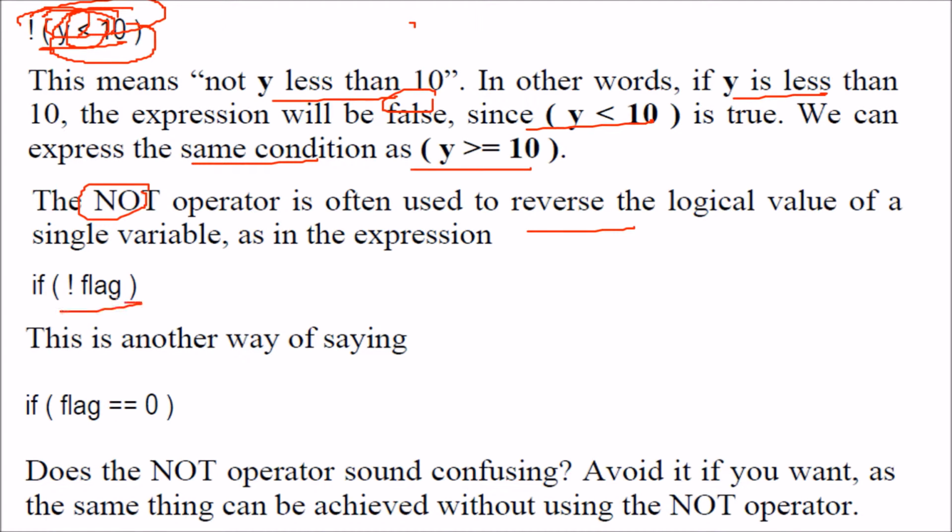That is, if not flag. This is another way of just saying if flag equal to 0. If not flag means flag equal to 0. So it may seem somewhat confusing. So we usually do it when it is really required.